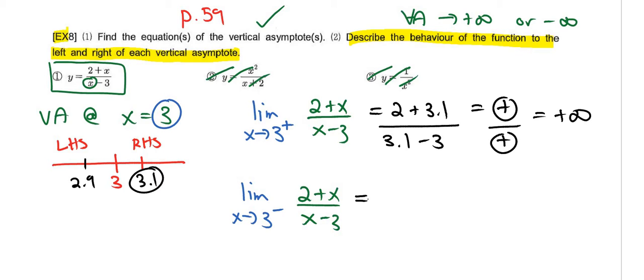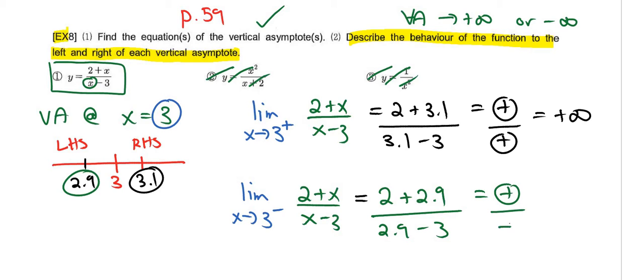For the left hand limit, let me change colors here. It would be 2 plus 2.9, because 2.9 is on the left hand side, all divided by 2.9 minus 3. If I do that, I get a positive expression in the numerator and a negative expression in the denominator, and this is negative infinity. So that's how we do question number 1. I'm going to pause the video, erase this, and then we'll start question number 2 next.